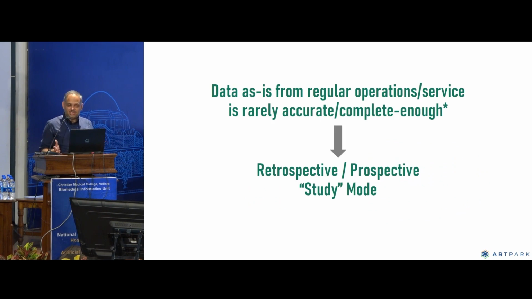The first thing I want to say is this, and this might upset folks here in the center of, what I say, an island of excellence, that is CMC Vellore, right? Data as is from regular operations or service is rarely accurate or complete enough. Andrew earlier said, even in fully digitized ecosystems such as Netherlands, they have found that this may not be good enough, right? So often we find, not often, almost always we find ourselves in some sort of a study mode, either retrospective or prospective, right?